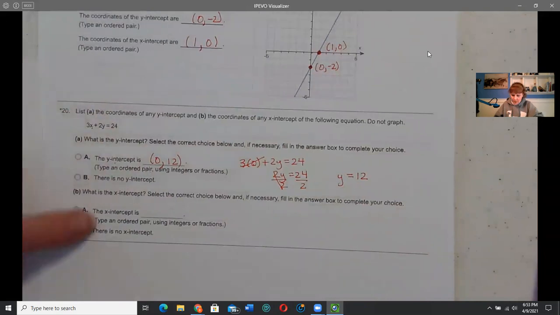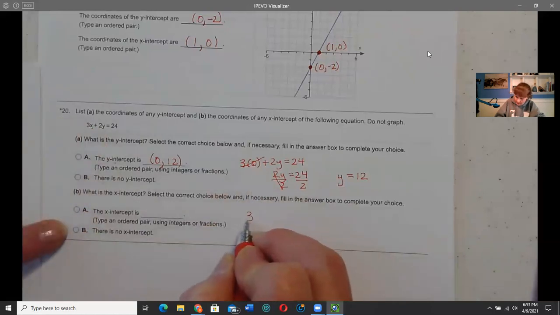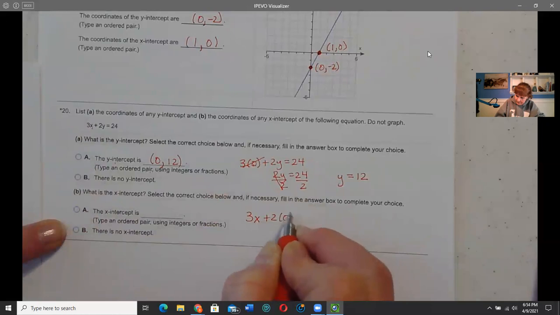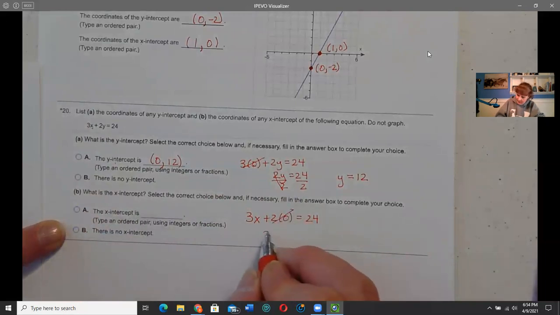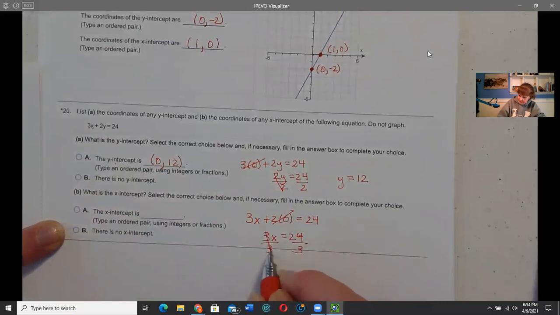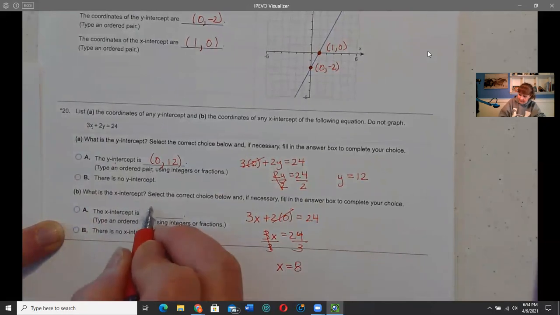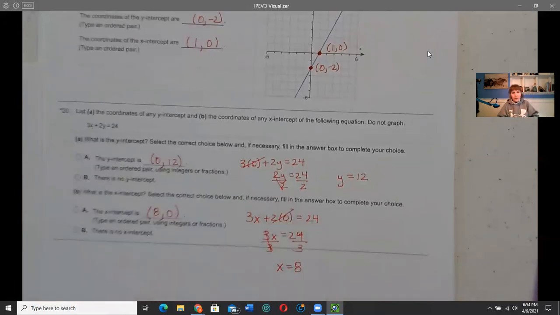All right. To find the x-intercept now, I'm going to make the y 0. So now, to find the x-intercept, the y is 0. So now the y is gone. Oh, 24. I was solving it in my head. Divide by 3, x is 8. So the x-intercept, the x coordinate always goes first. The y coordinate, which we know is 0, goes second. So there's the x and y-intercepts.